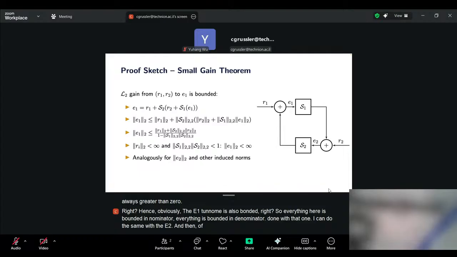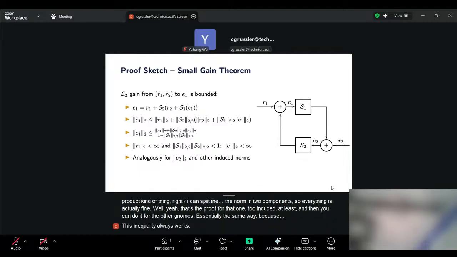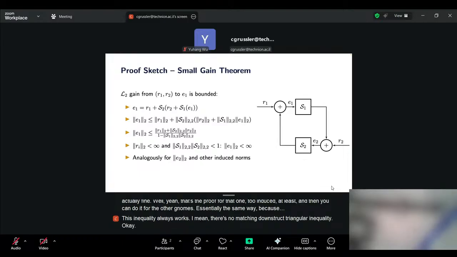And then, of course, if both of them are bounded in the 2 norm separately, then we can take the 2 norm of them together. It's anyway just a vector in a product kind of thing, right? I can split the norm into 2 components, so everything is actually fine. Oh yeah, that's the proof of that one. That's true for the induced 2 norm at least, and then you can do it for the other norms. It's actually the same way, because this inequality always works, right? Very good.